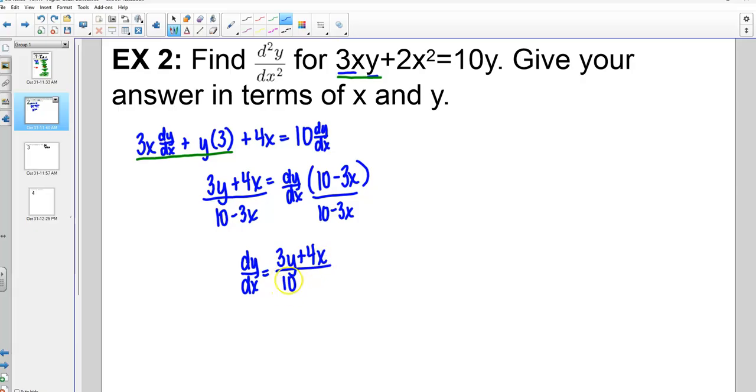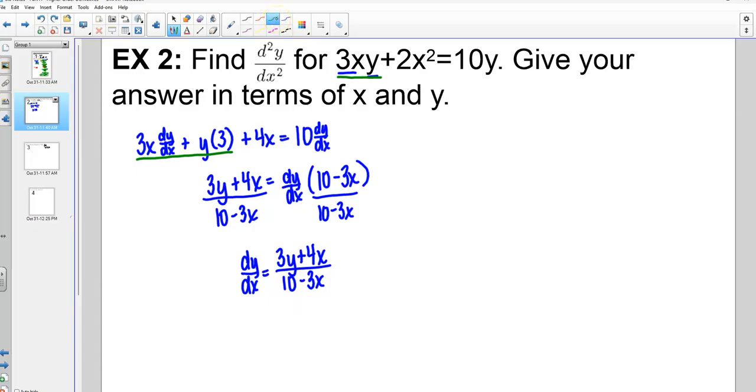over 10 minus 3x. It would be fine to have basically the opposite signs of all these, negative 3y minus 4x over negative 10 plus 3x, like that would be fine. But because we got to take the derivative again, the fewer negatives you can have, the better. If you have lots of negatives, you could just multiply through top and bottom by -1, and that would reduce a teensy bit of your pain.